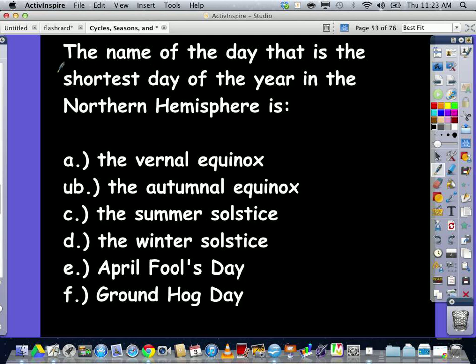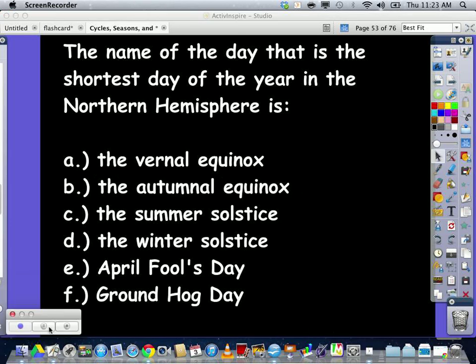Okay, next question. The name of the day that is the shortest day of the year in the northern hemisphere. Well, when you look at your answers, you should automatically see E and F are not correct, so you can automatically eliminate those. So let's look at A and B. We said equinox is equal amount of day and night. So that can't be the shortest day of the year, so those are both wrong.